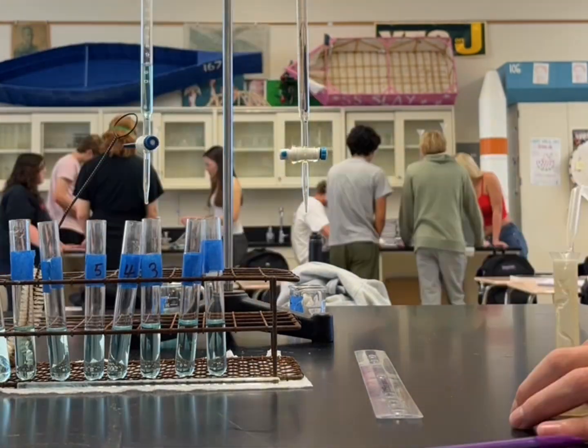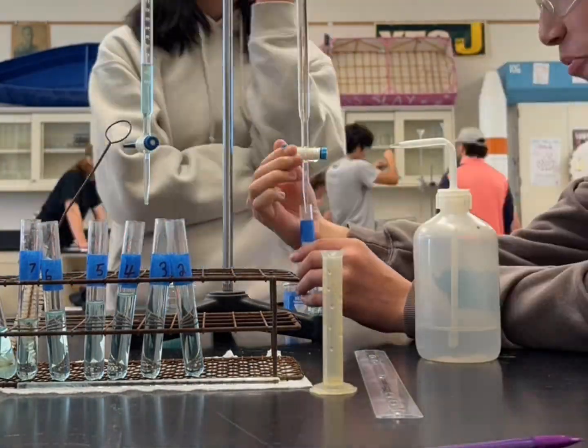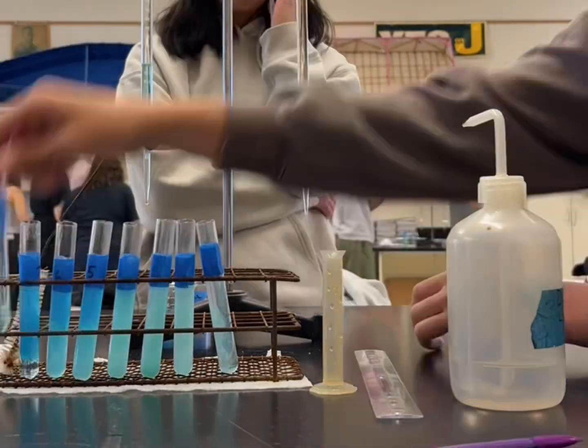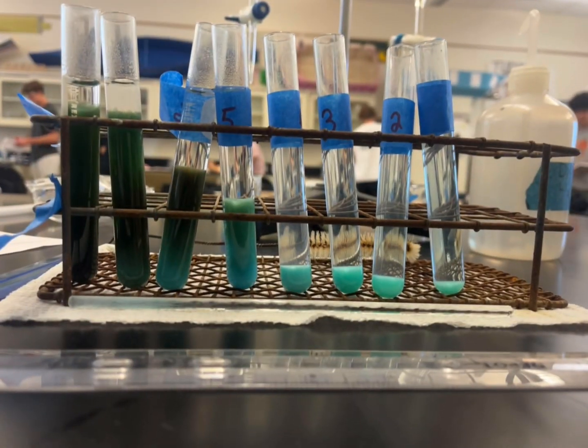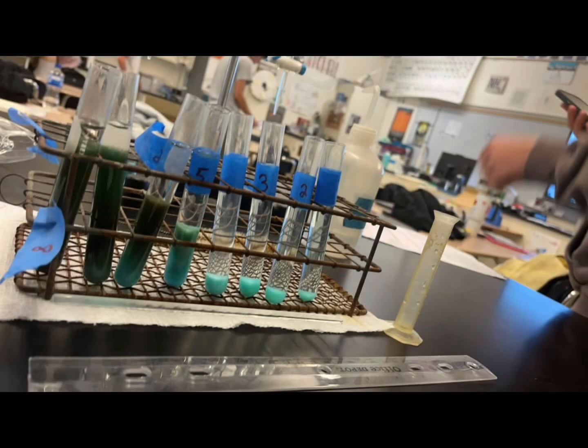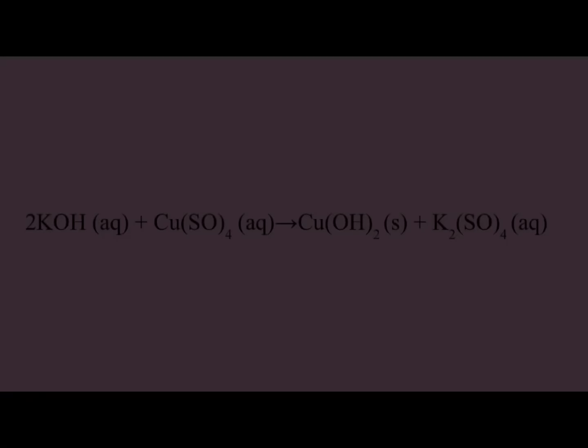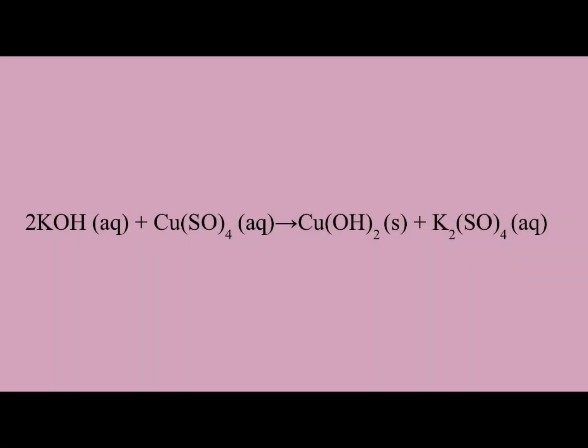The purpose of this lab was to find the limiting reactant in the double displacement reaction, where 1 mole of copper sulfate reacts with 2 moles of potassium hydroxide to yield 1 mole of copper hydroxide and 1 mole of potassium sulfate. Here is the formula that shows this equation.